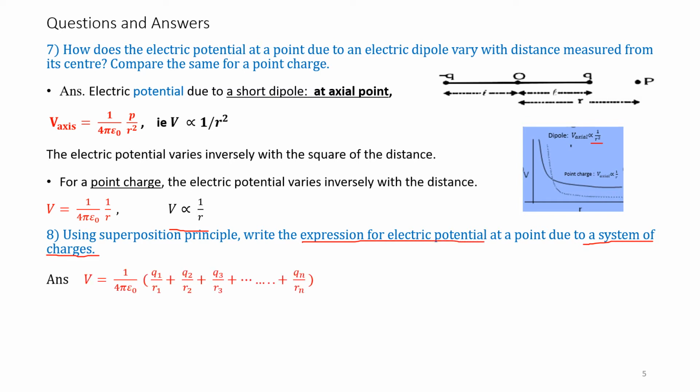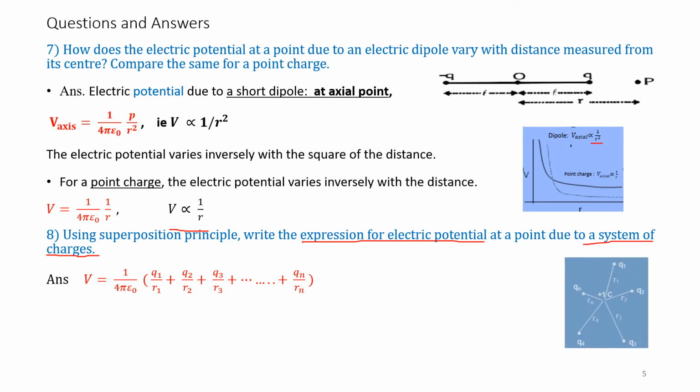So the answer is V is given by 1 over 4 pi epsilon naught into Q1 by R1 plus Q2 by R2 plus up to Qn by Rn. This is the equation for potential. V is the potential, 1 over 4 pi epsilon naught is the constant of proportionality, Q1 is the individual charge, and R1 is the distance of Q1 from Q, and R2 is the distance of Q2.